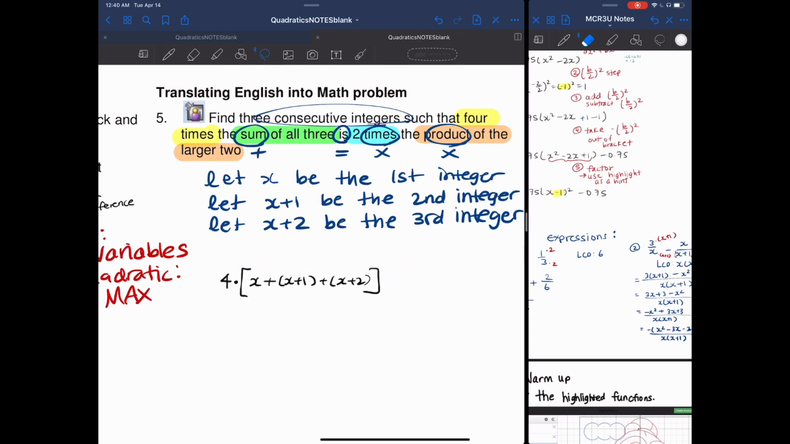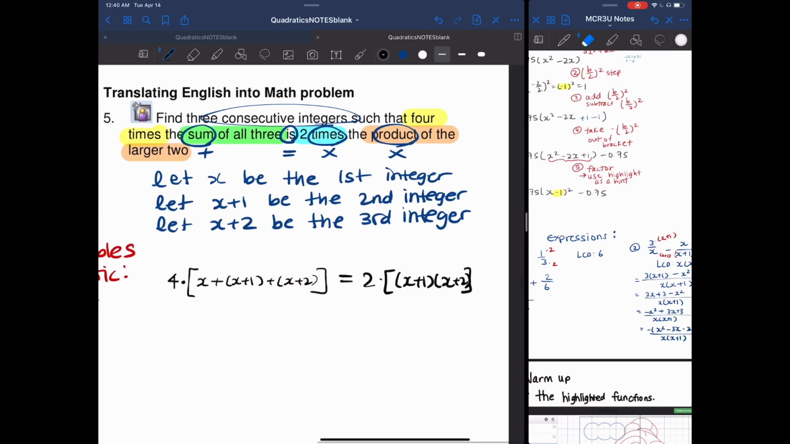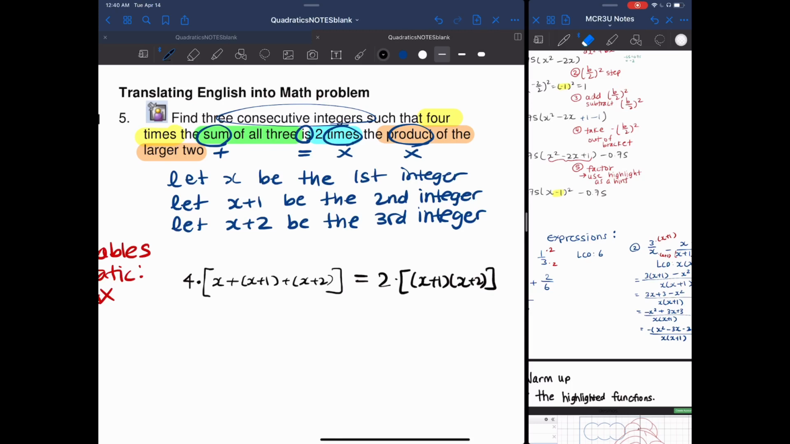Right? And then equals, is 2 times the product of the larger two. So I need to put big brackets. Product means multiply. Multiply the larger two expressions. So that's what I have. In terms of highlighting, I have 4 times, that's that part. The green is the sum of the 3. And then the blue, which is 2 times. And then the brown, the product of the larger two. All right, let's keep going.